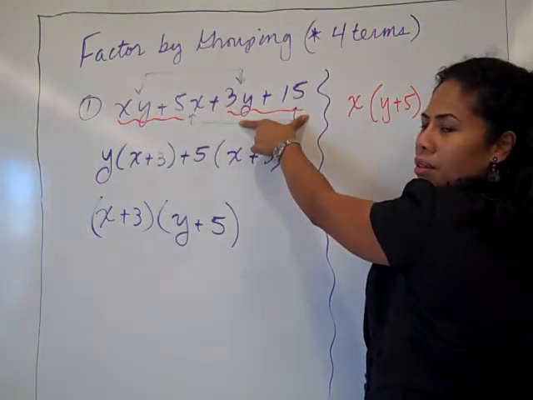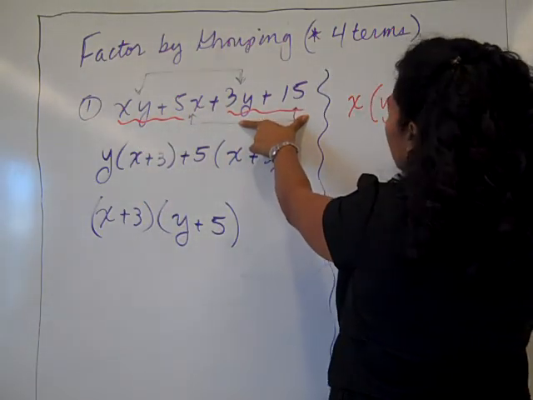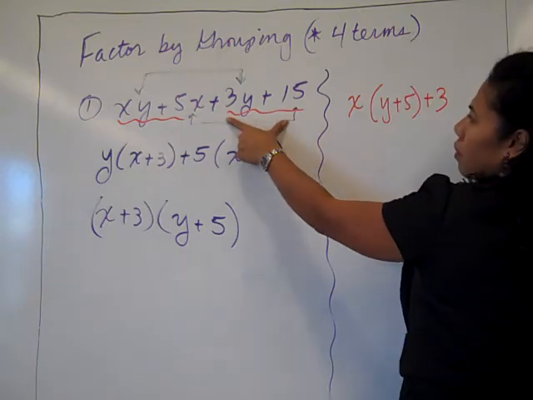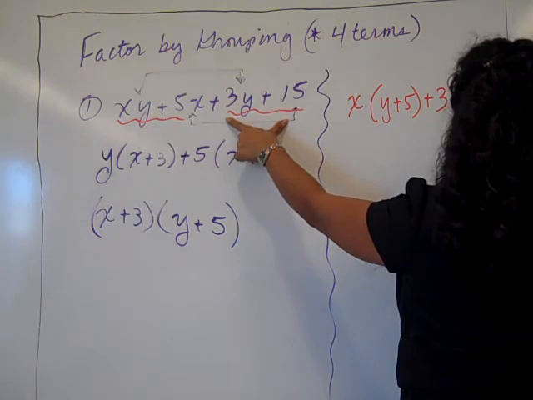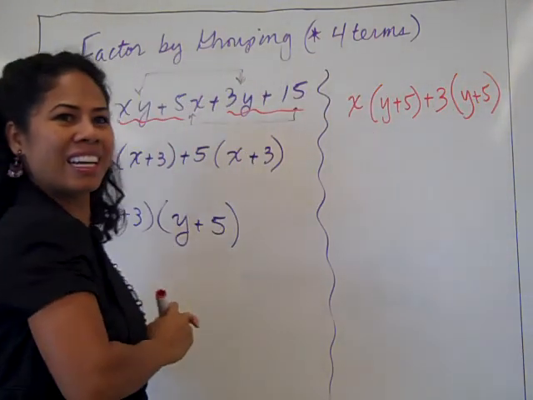Let's look at my last two. What is my GCF? 3. Yes. If I factor 3 out, what do I have left? y plus 5. All right. You see it?